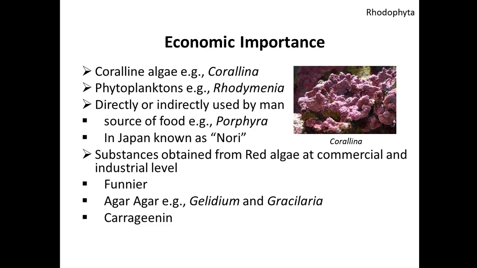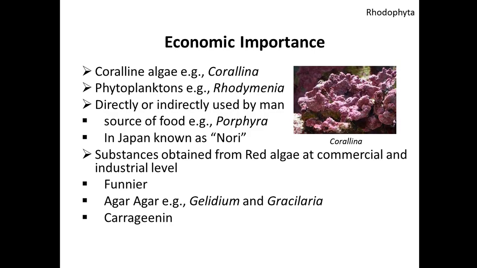Now, let us come to the economic importance of red algae. Coralline algae like Corallina are important in building coral reefs. The reproductive cells of the red algae are liberated in great numbers and form a part of the phytoplankton. For example, a single tetrasporophyte of some species may produce about 10 crore tetraspores. Red algae like Rhodomenia produce 1 crore 20 lakh carpospores.